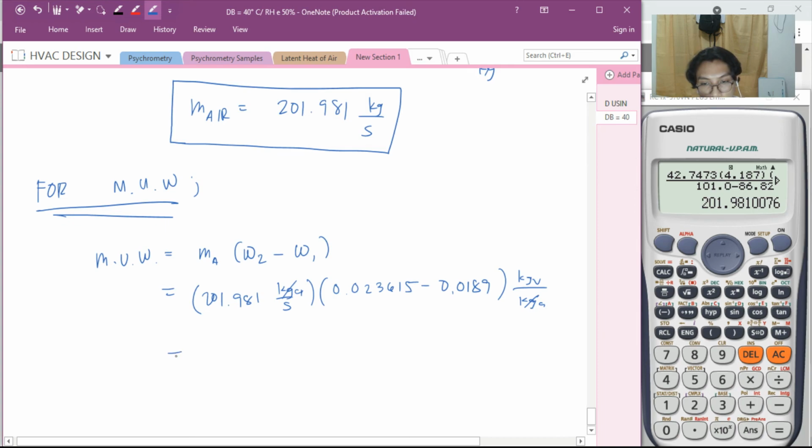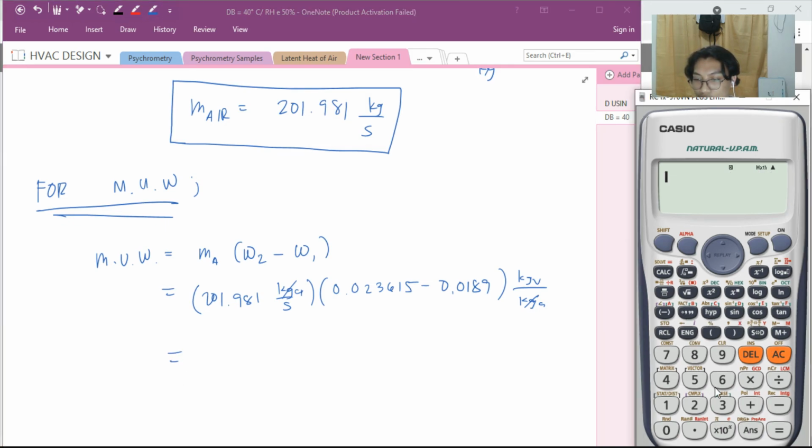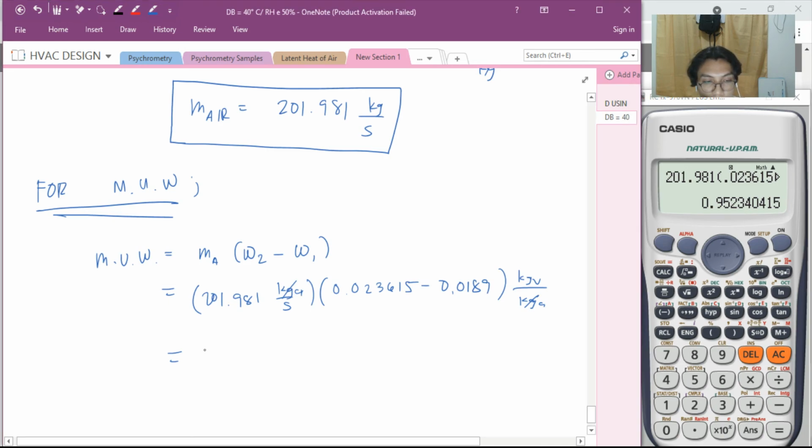So, in kilogram vapor per second, 201.981 times 0.023615 minus 0.0189. The answer is 0.9523 kilograms per second for makeup water requirement.